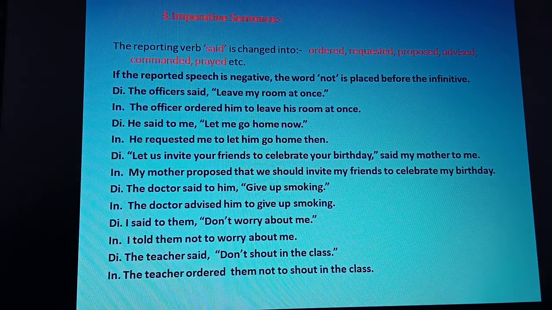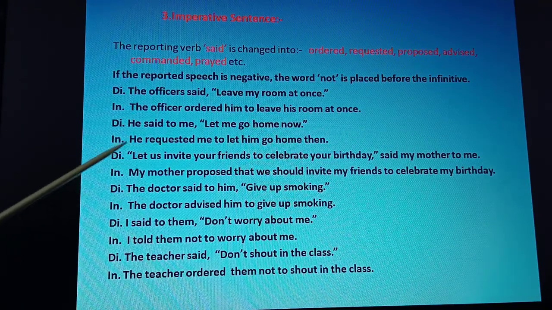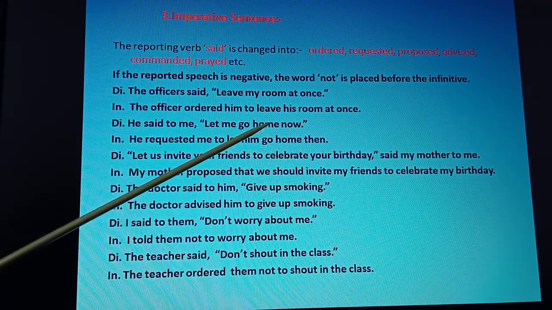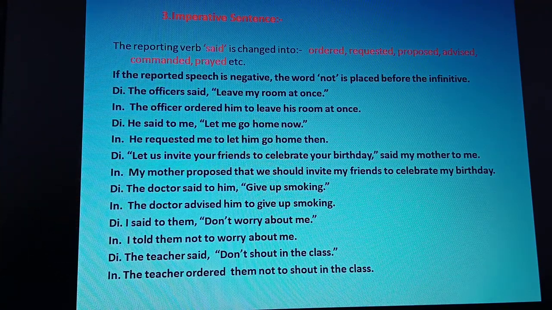What is he doing? Let me, please. What is it? It is requesting. So, he requested me to let him go home then. Now, "will" changes into "then". I told you, nearness of time and place, learn by heart.